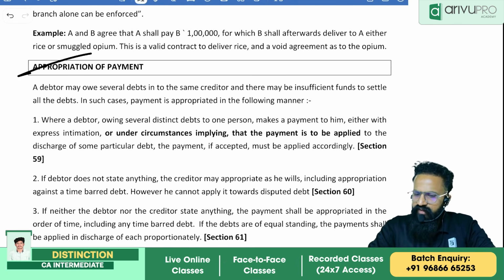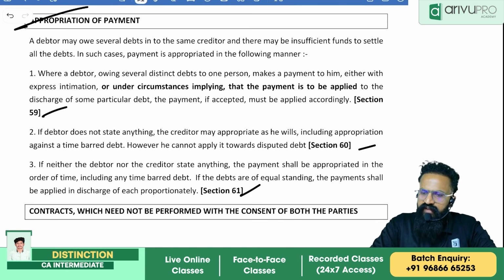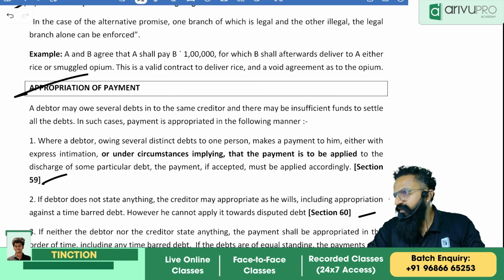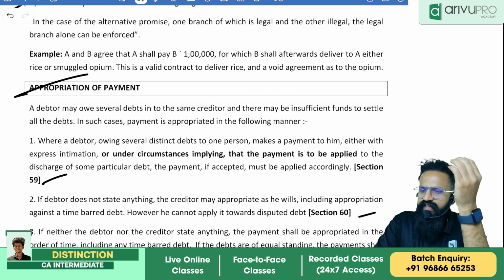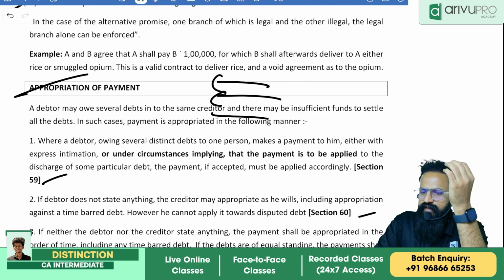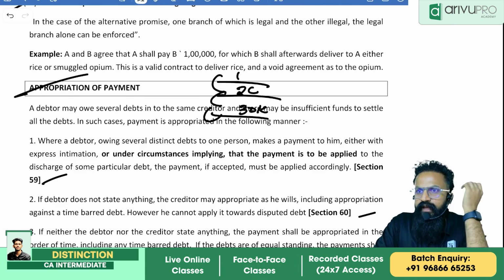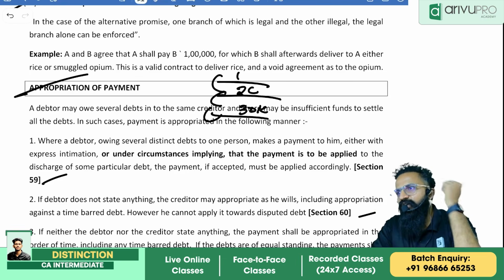Appropriation of payment. What is appropriation of payment? Sections 59, 60, 61. When a debtor has taken multiple loans and is repaying them back to you. So if I have taken 3 loans, 1 lakh, 2 lakh and 30,000, now when I am repaying the loan, what is the order of repayment?